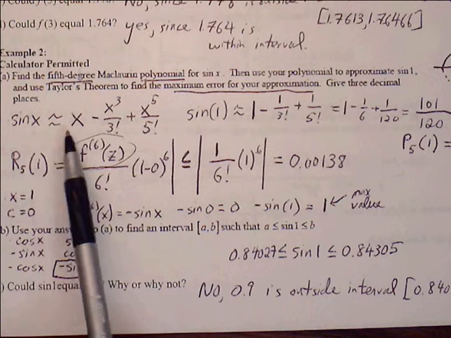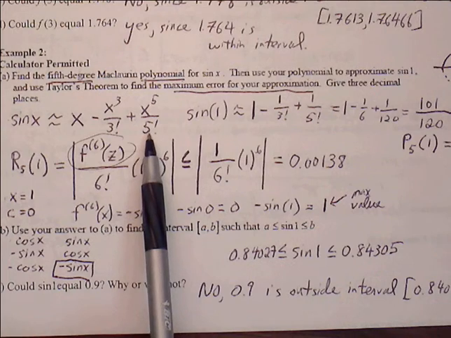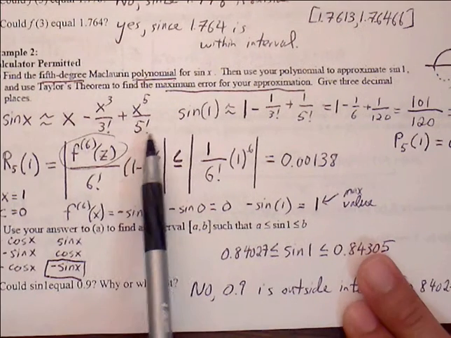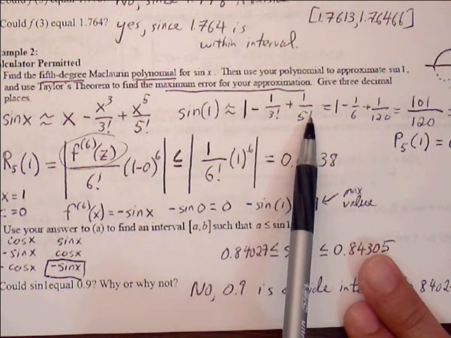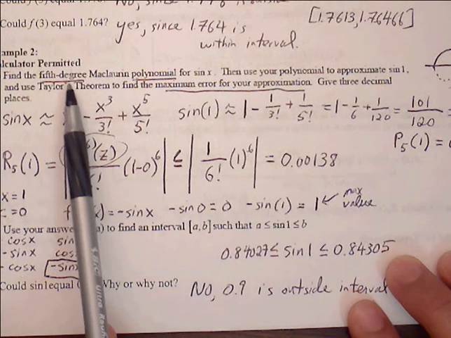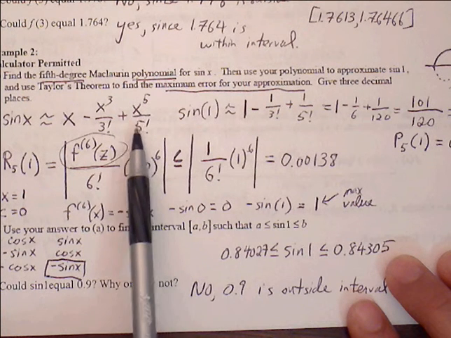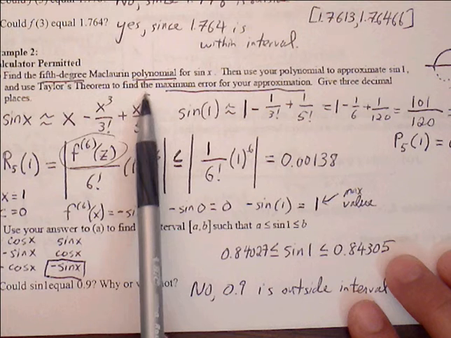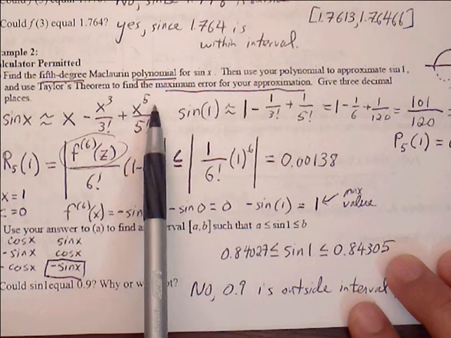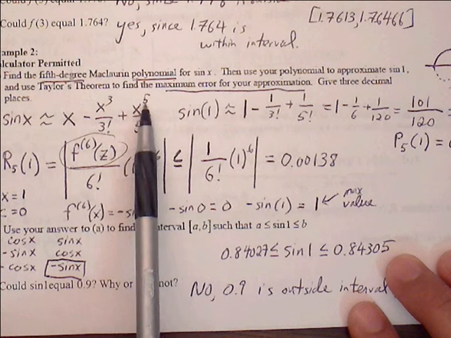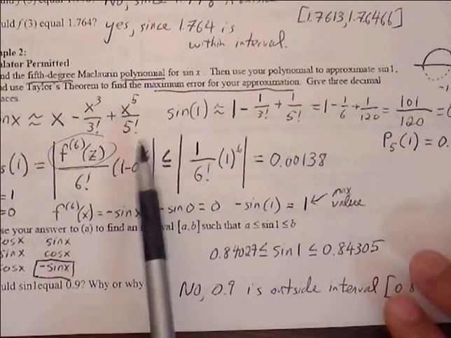We know sine of x is x minus x cubed over 3 factorial plus x to the 5th over 5 factorial. So if we're going to use this to approximate sine of 1, we're going to simply replace all the x's with 1: 1 minus 1 over 3 factorial plus 1 over 5 factorial. It says to find the fifth degree Maclaurin polynomial, so as soon as we reach the fifth degree, we stop. Here there's only 3 terms, but we stop here because this is asking about the fifth degree Taylor polynomial. Once the exponent matches the degree, we don't continue with the Maclaurin series.